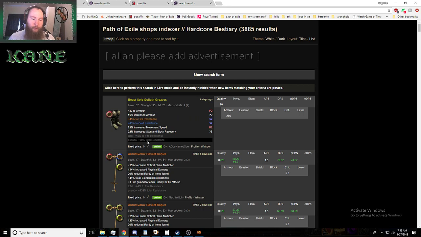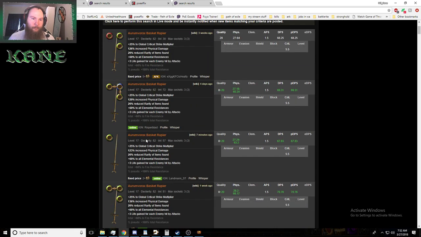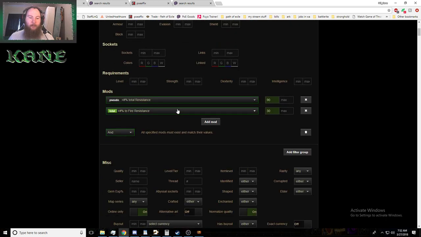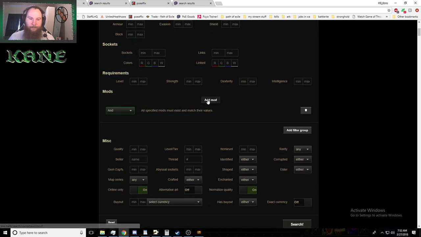Now another neat trick you can do is click down here on that mod, and it'll give you what has the highest total resist. So for example, this weapon has 180 total resist with 60 fire. If you want the one with the highest fire, you can click there as well. It'll probably be the same thing, to be honest with you. So if you don't want the mod anymore, you can click them away.